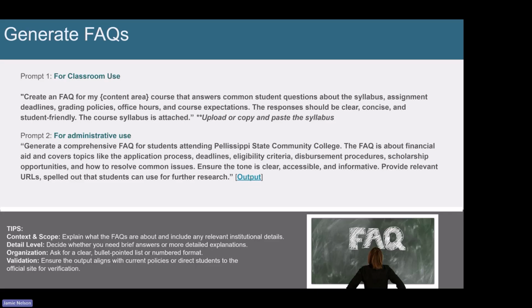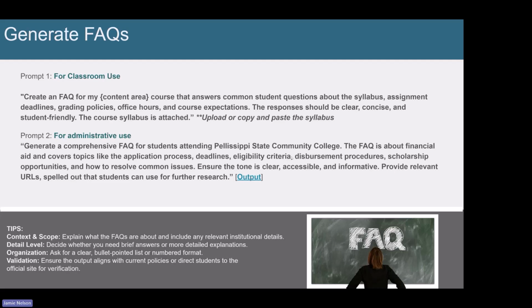For administrative use, you can generate a comprehensive FAQ for students attending Pellissippi State Community College. So this one was a lot of fun, and I did some, and I'm going to show you what the output looks like. So I pulled one of our colleges and I put it into this example. You plug in your college. The FAQ is about financial aid and covers topics like the application process, deadlines, eligibility criteria, disbursement procedures, scholarship opportunities, and how to resolve common issues. Ensure the tone is clear, accessible, and informative. Provide relevant URLs spelled out so that students can use them for further research. Okay, so I'm asking for a lot there.